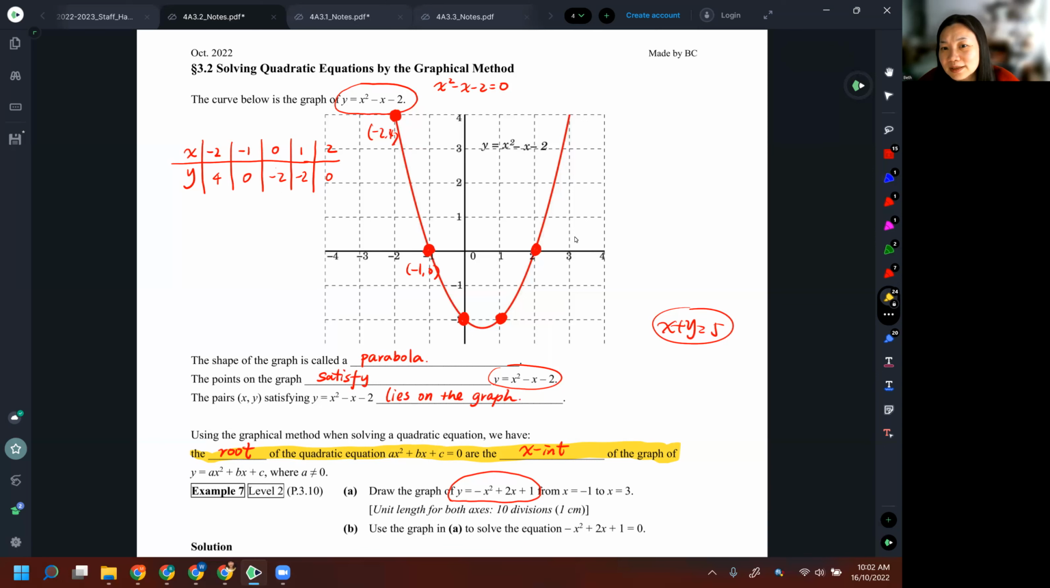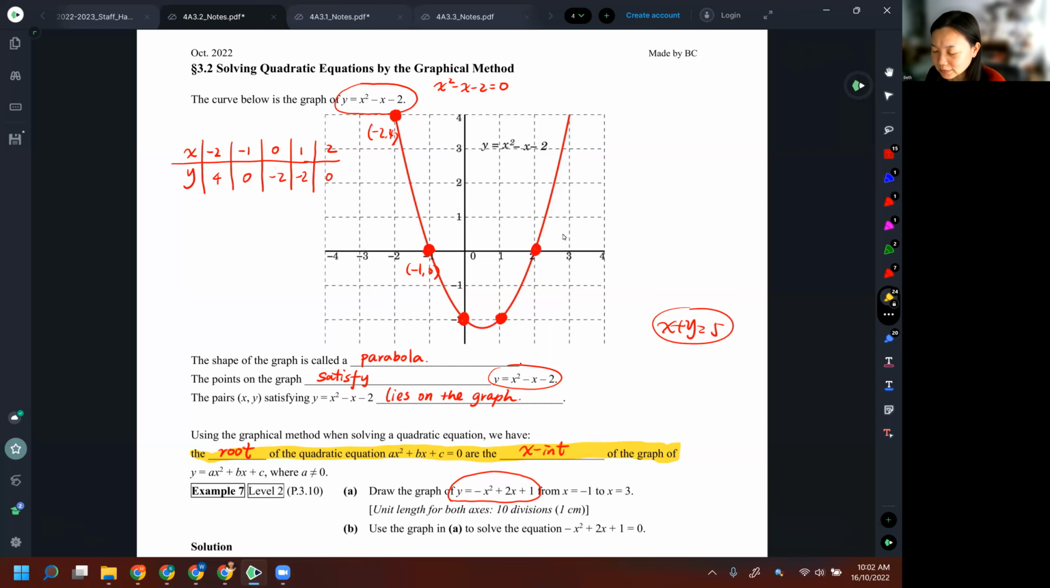But this method, I believe, if you use it, you can solve all the quadratic equations. It doesn't have the limitation on which type I cannot solve. It doesn't have the same limitation as the factor method.